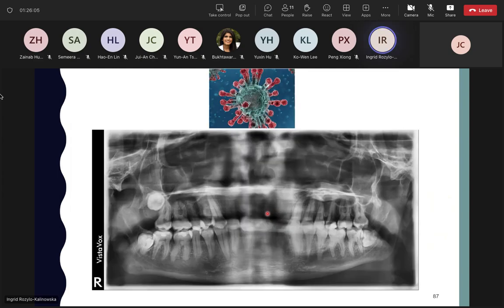And this is in fact a patient in whom we were not able to get a good panoramic radiograph. It was a male, about 32 years of age, and he was a victim of COVID.